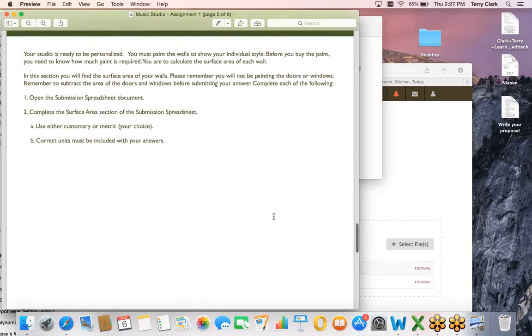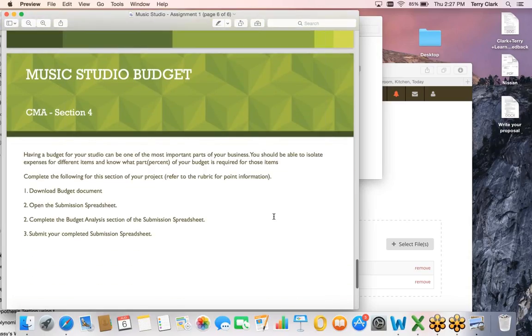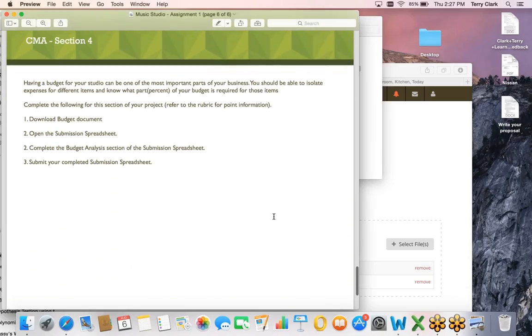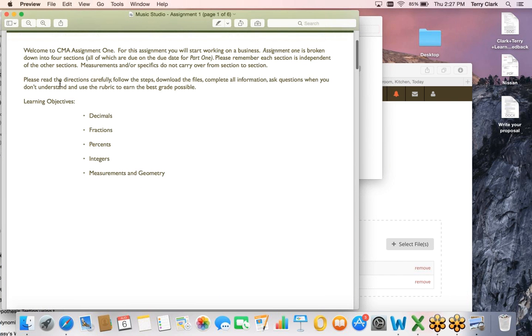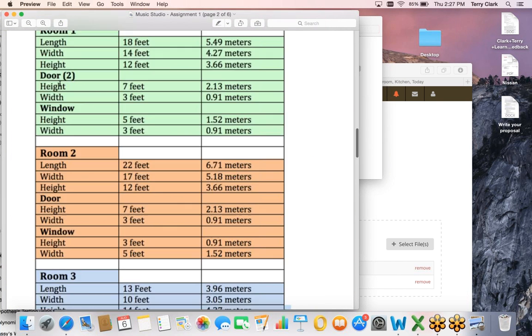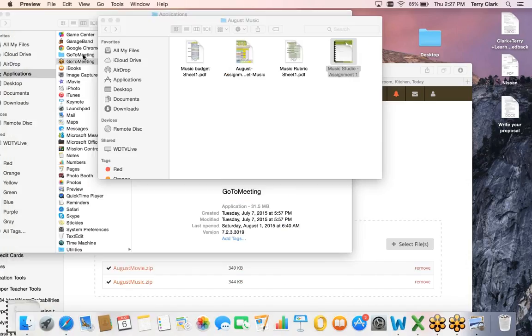Okay, so for the spreadsheet, I'm trying to see if they provided more information. We'll look at that next because it's going to kind of just give you a breakdown of everything that we'll need to do. Now the dimensions are right here in the assignment itself. You'll use those dimensions when you're working on the spreadsheet. Okay, and here's our spreadsheet right here.